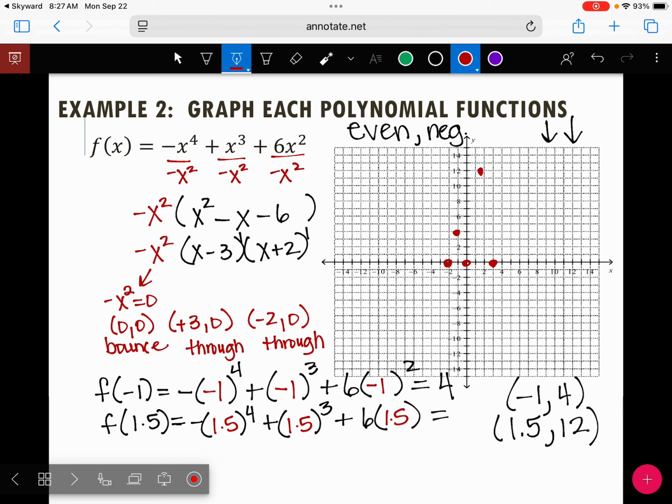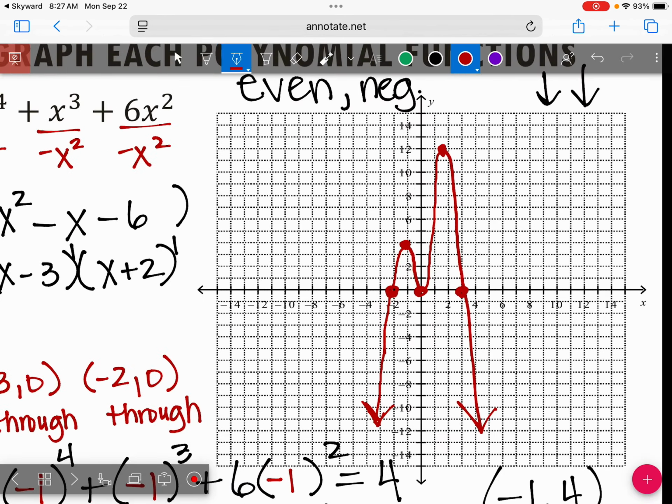So are we ready to graph it? You got your 2 points down? So I'm coming up from the bottom. I go through, make a U-turn, bounce, come back up, make a U-turn, and go through. So this graph does not have a minimum. This would be my absolute max. Both of these would be local maxes. And this is my local min. And that's what I'm looking for on the graph.